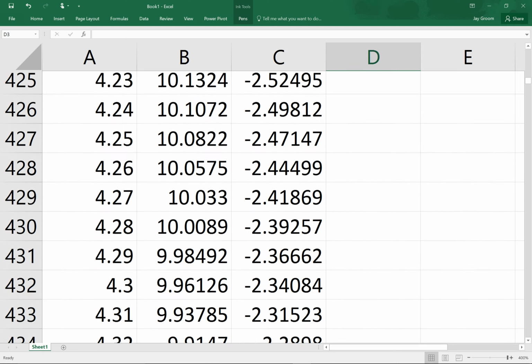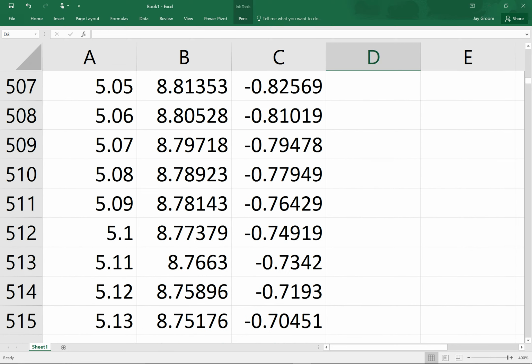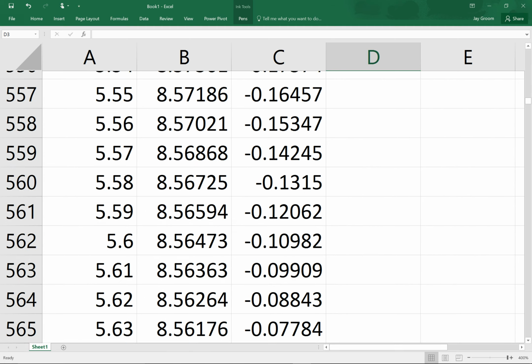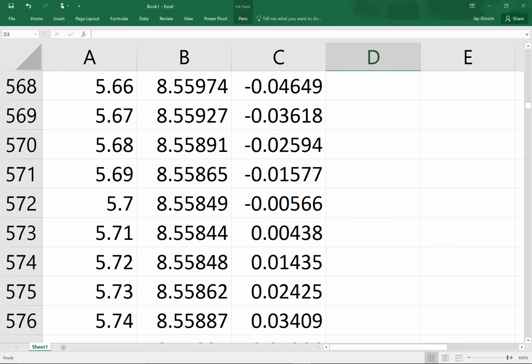Somewhere down here we had a 0 slope. Let's see if that relationship is true. Where are you? So if 8.55 times 2/3, yeah, it's probably in that ballpark.